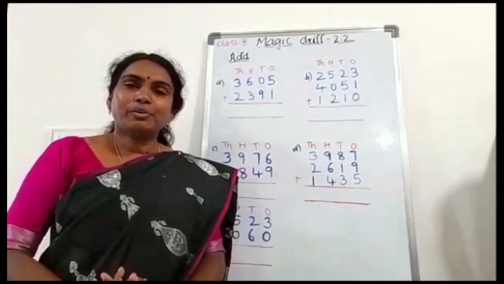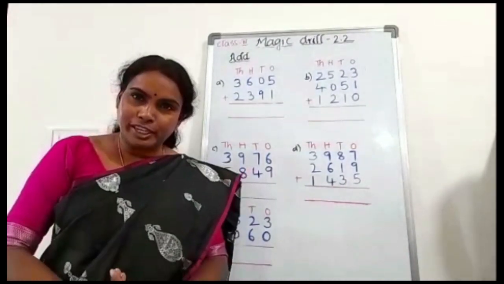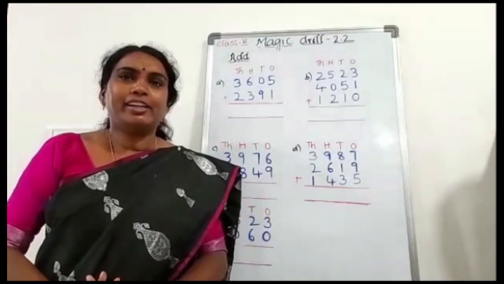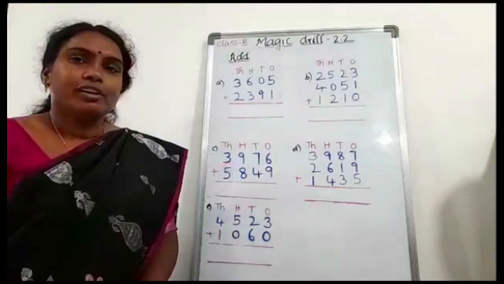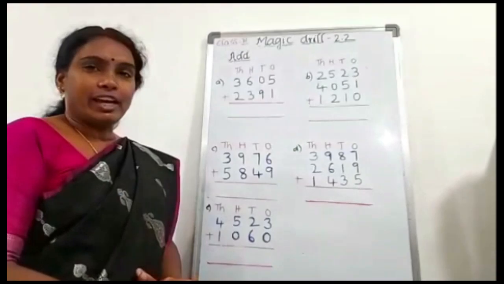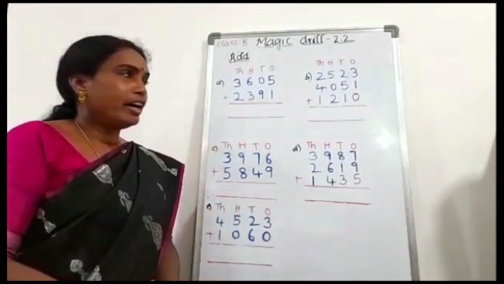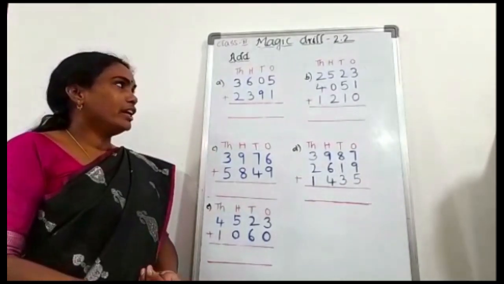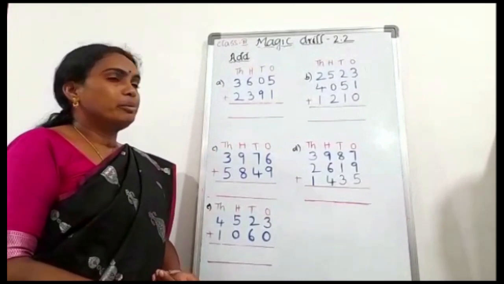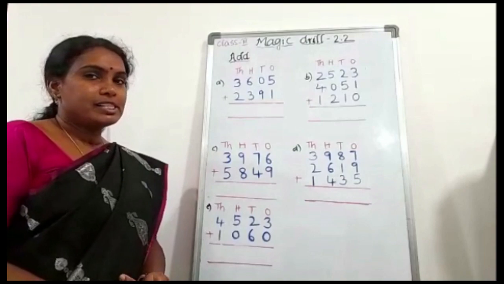Children, just now we learned about addition of 4-digit numbers without regrouping and with regrouping. Now we practice some more problems in Magic Drill 2.2. Okay, children. Here some problems are given. Already the numbers are arranged in columns with respect to their places. Let us add. The first problem is 3605 and 2391. First we add the ones column. In the ones column there are 5 ones plus 1 one, which is 6 ones.